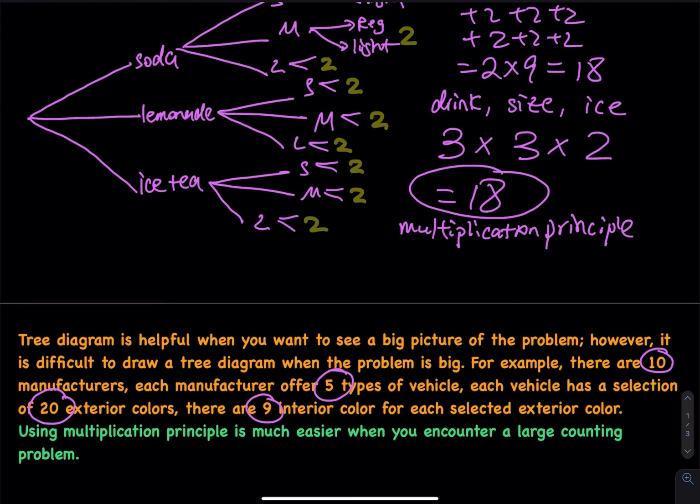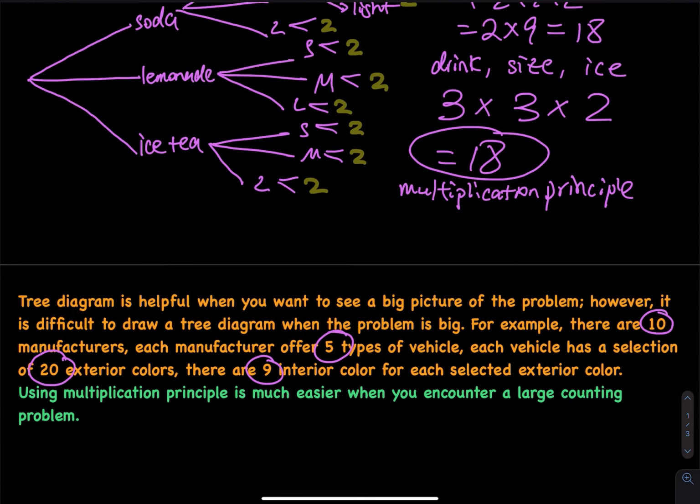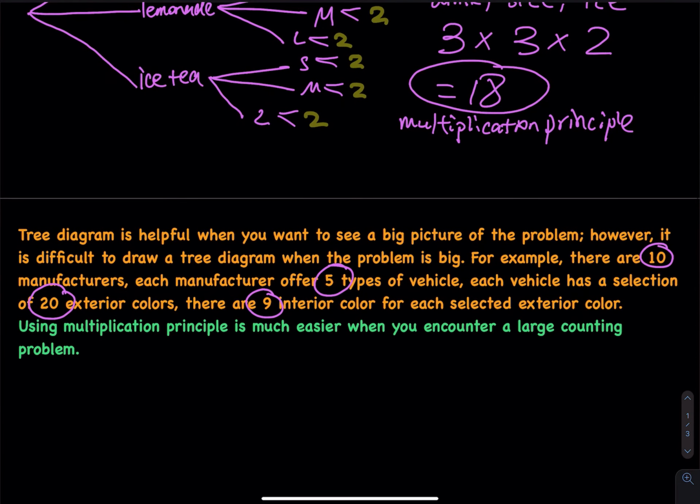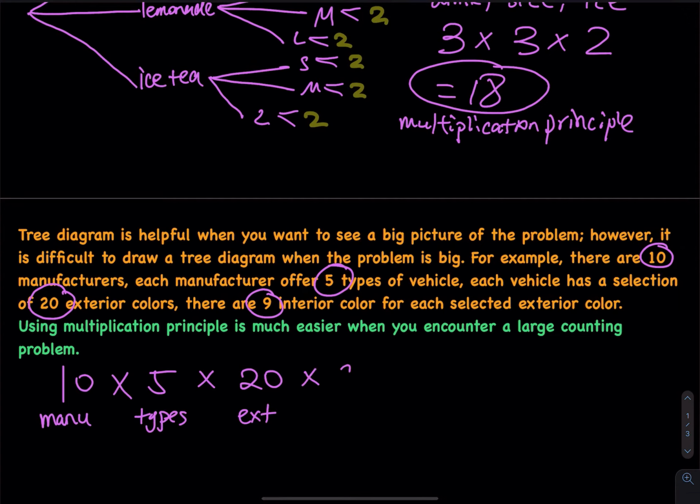So what is the best? Not the tree diagram, just use the multiplication principle. First of all, you have to select a manufacturer. Then you have how many? There are 10, right? And then for each manufacturer, there are 5 types. And then for each vehicle, now you know your manufacturer and your type, the next one you have to pick is the exterior color, which is 20. The very first one, I said 10, but I wrote 20. Okay, so we have 10 manufacturers, and then 5 types, and then 20 exterior, and then 9 interior.